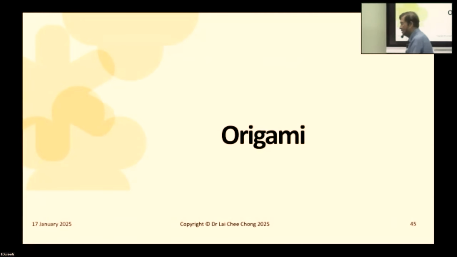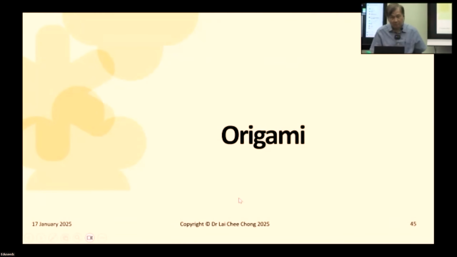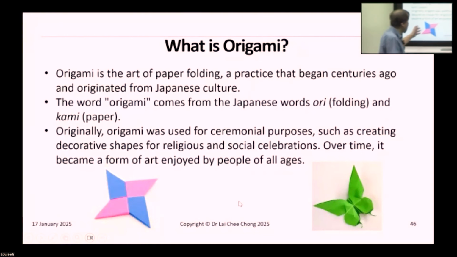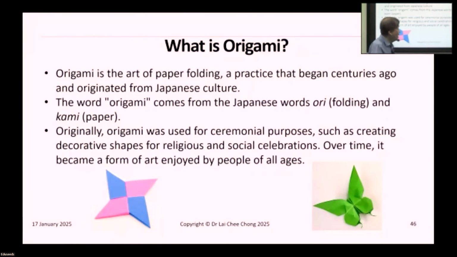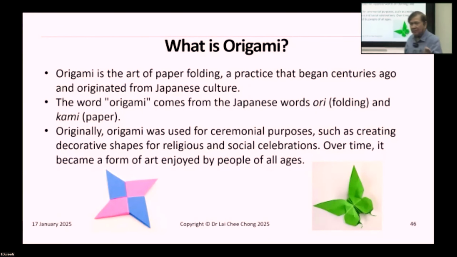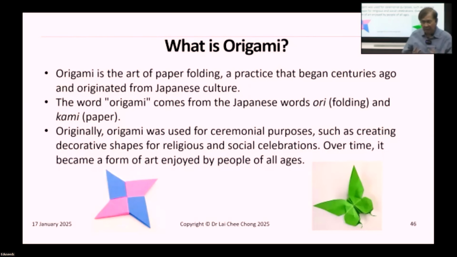Now this one, I want you to do some work for the origami. You know what origami is? You see, origami can make lots of things here. It's a very old art form, by the way, started in Japan. The word origami is basically a Japanese word. Ori means folding, and kami is paper, so it's folding paper. That's the meaning of origami.